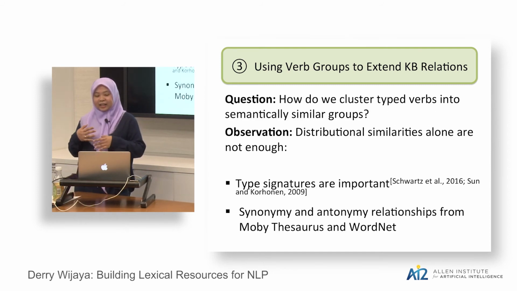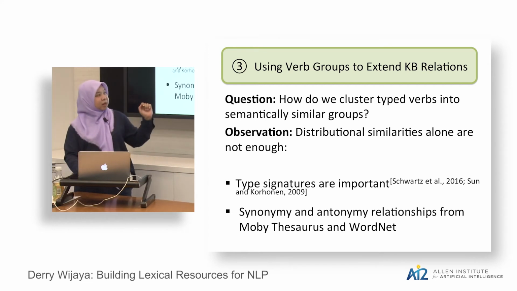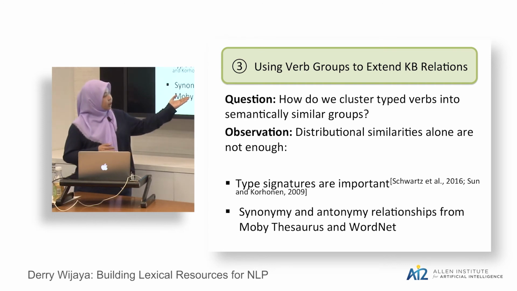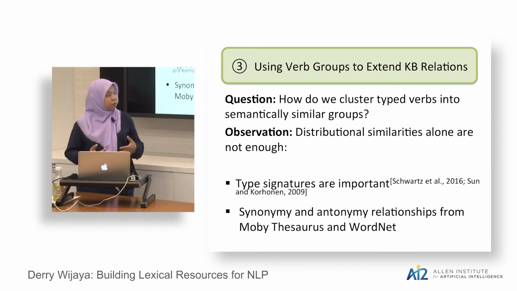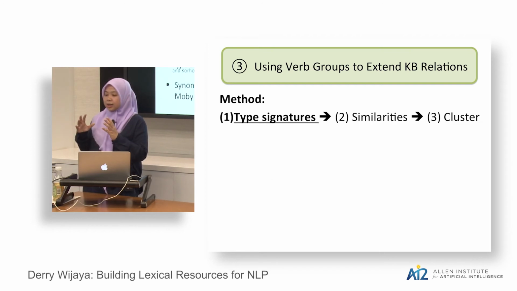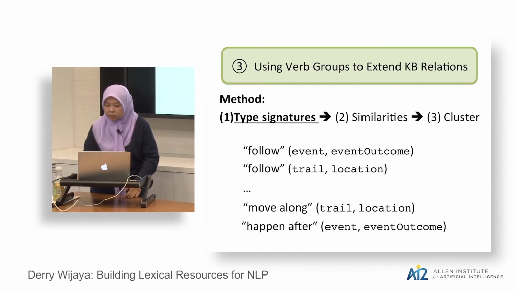The way we did that is we realized that distributional similarities alone are not enough. There are some recent works that show that using the semantic roles of the verbs or the type signatures of the verbs can help in clustering these verbs into better senses. We also incorporate the synonymy and antonymy relationships from existing linguistic resources to encourage synonym verbs to be in the same cluster and antonym verbs to be in different clusters.